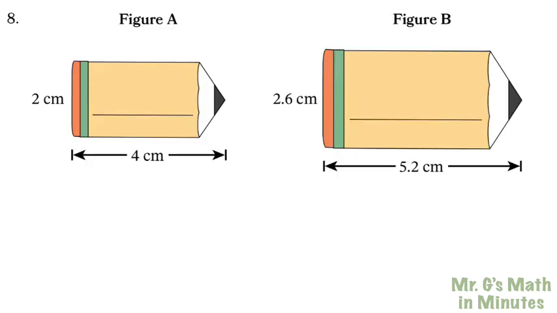This part right here comes from the practice in that lesson, lesson 14. And what they wanted us to do in the practice was to figure out what percent did we go from A to B. And you can use any number you want as long as it's the same number. So if you're using 2, you got to use 2.6. If you're using 4, you got to use 5.2. I'm going to go ahead and use the eraser side.